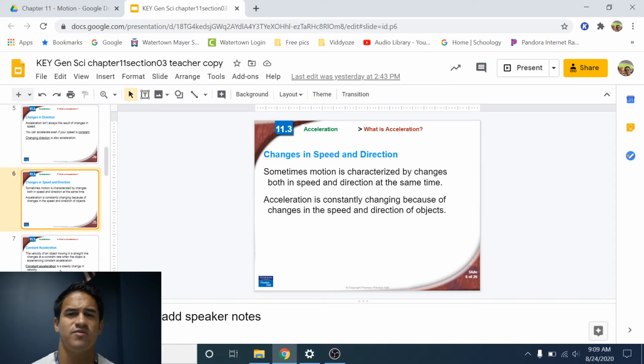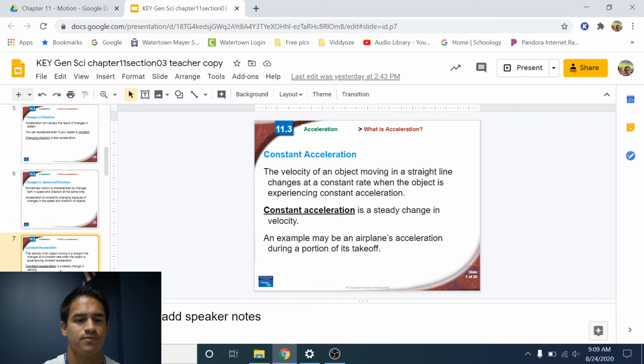So the main thing to take away from this is that not all acceleration deals with speeding up. You can slow down, you can change direction, and you have accelerated.